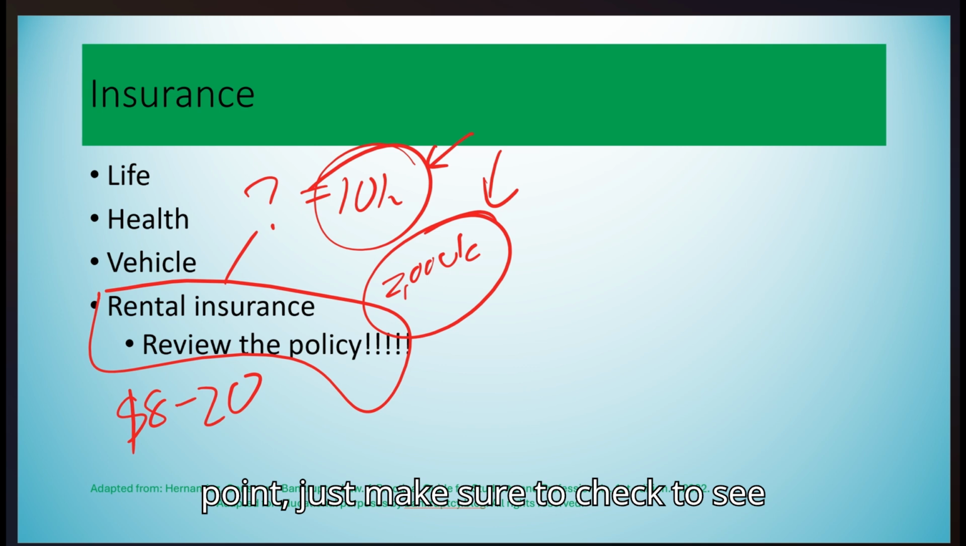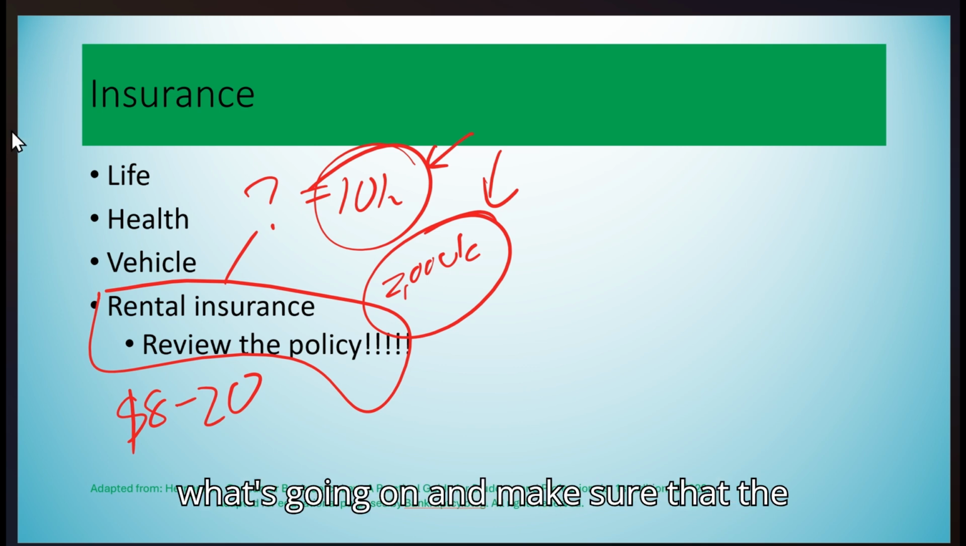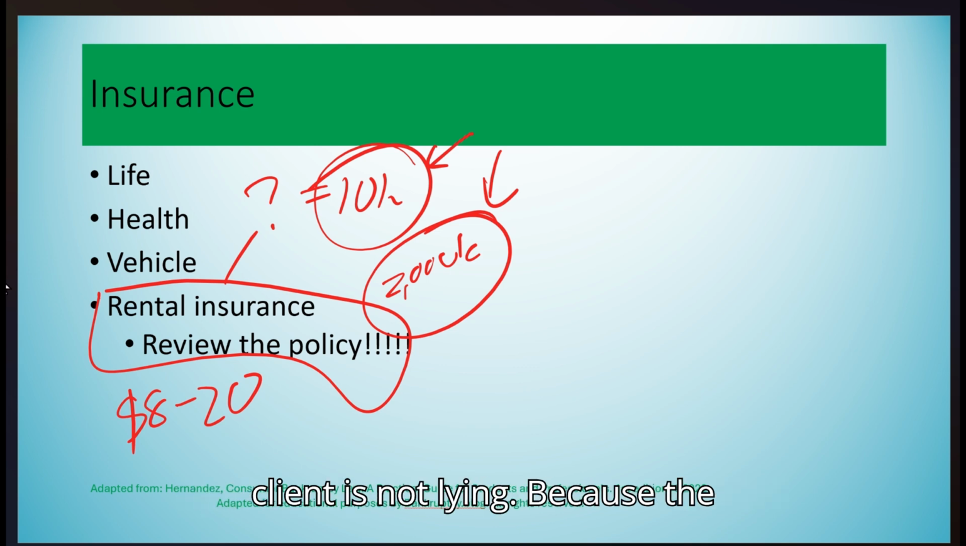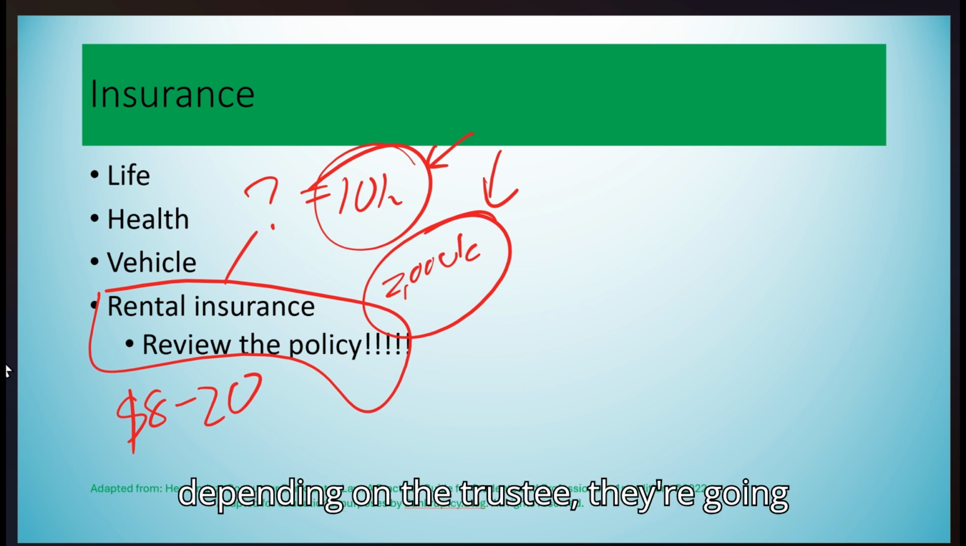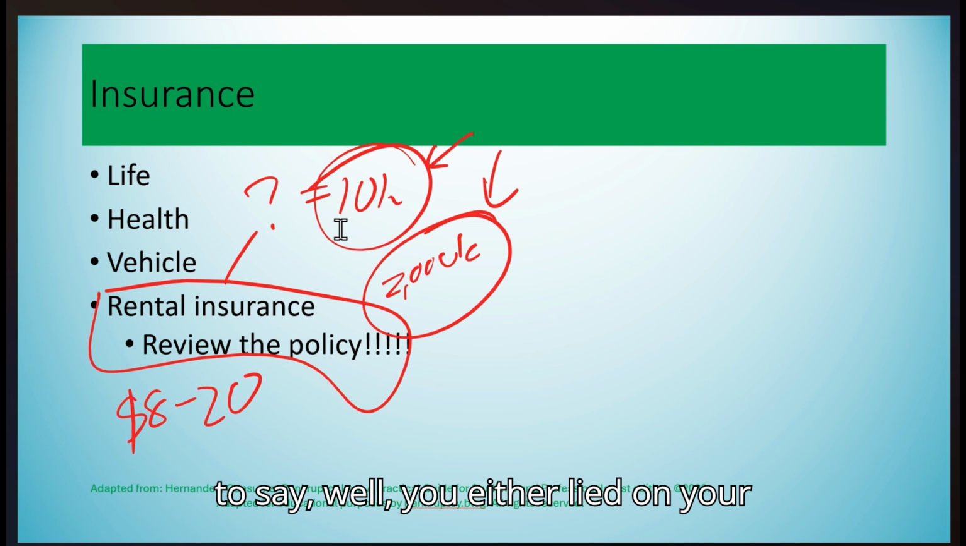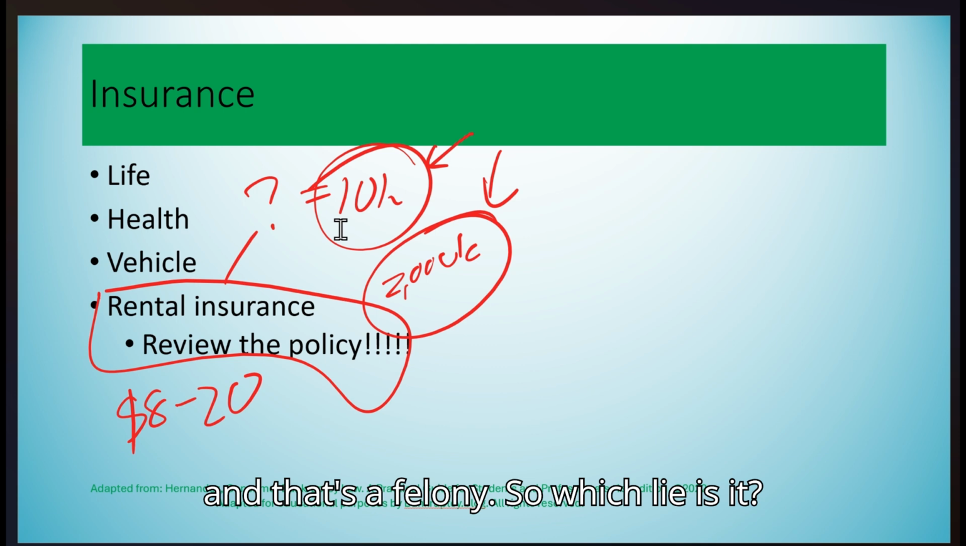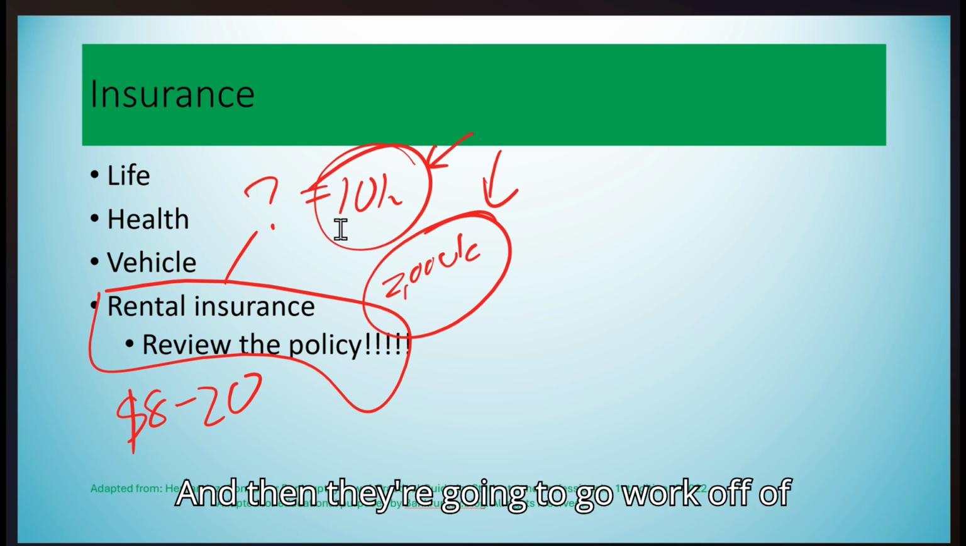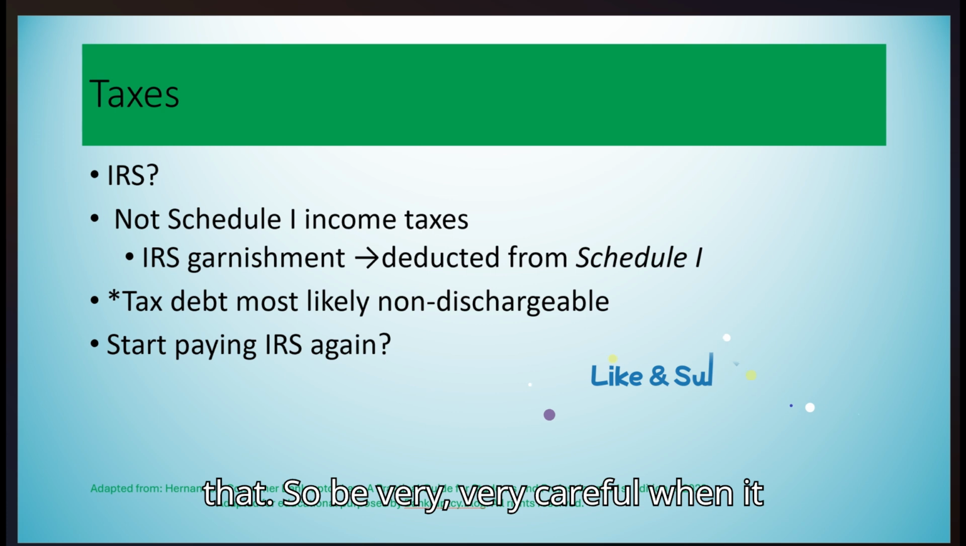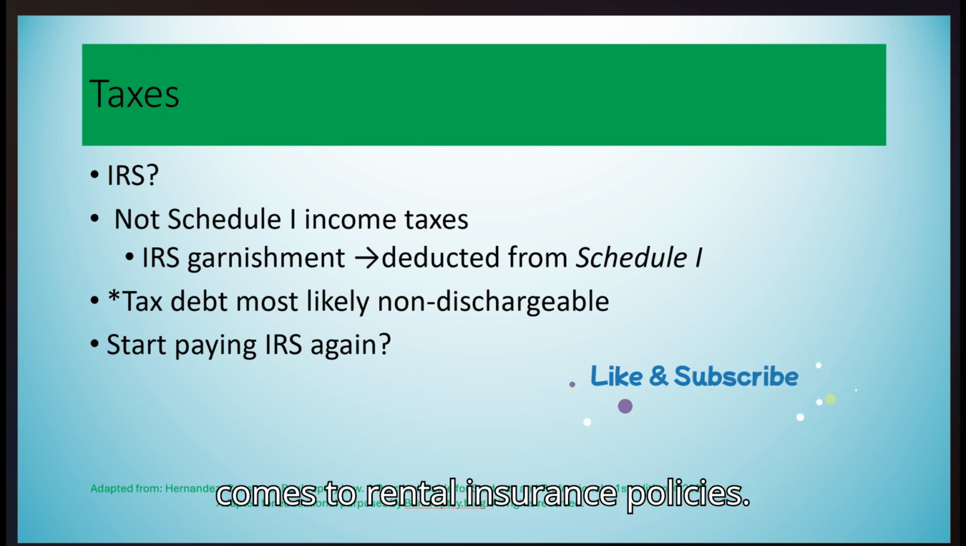But at that point, just make sure to check to see what's going on and make sure that the client is not lying, because depending on the trustee, they're going to say, well, you either lied on your insurance policy, that's a felony, or you're lying on your bankruptcy petition, and that's a felony. So which lie is it? And then they're going to work off of that. So be very, very careful when it comes to rental insurance policies.